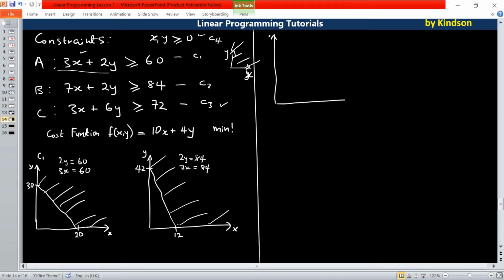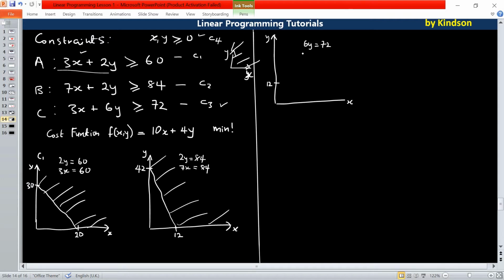So what do we have? We have y, we have x. Intercept on the y-axis, we place x to be 0. So we have 6y equal to 72. That will give us y equal to 72 over 6, which is going to give us 12, right? So that should be somewhere here, 12. In the case of the x-axis, we set y to be 0.